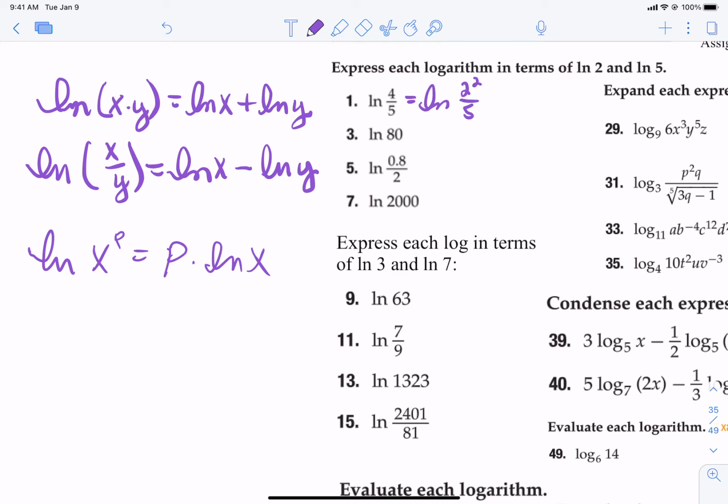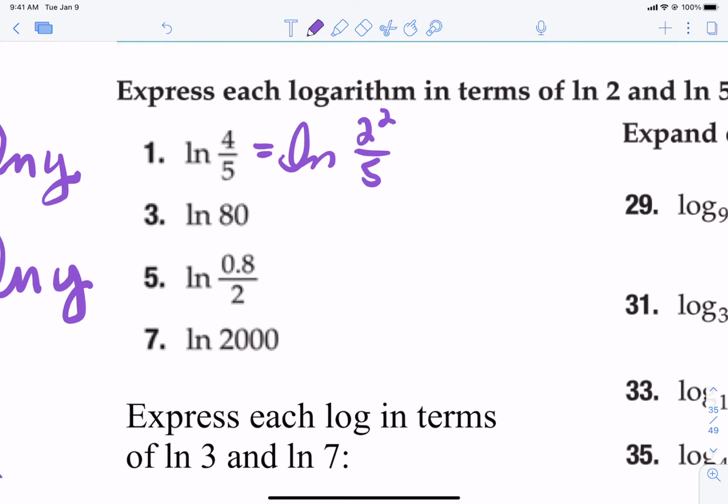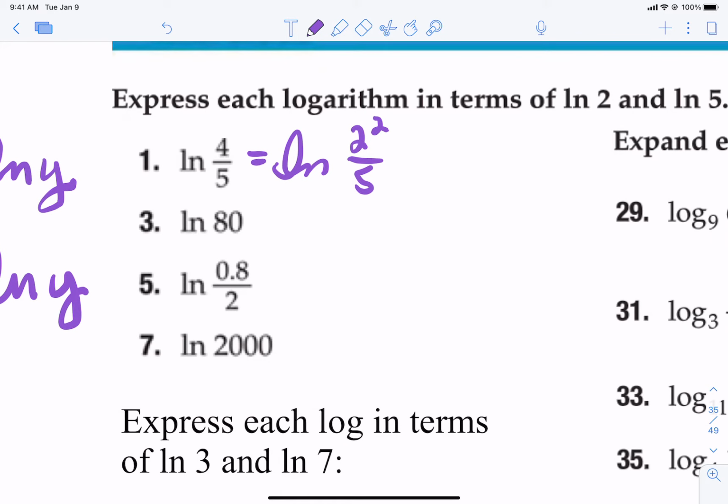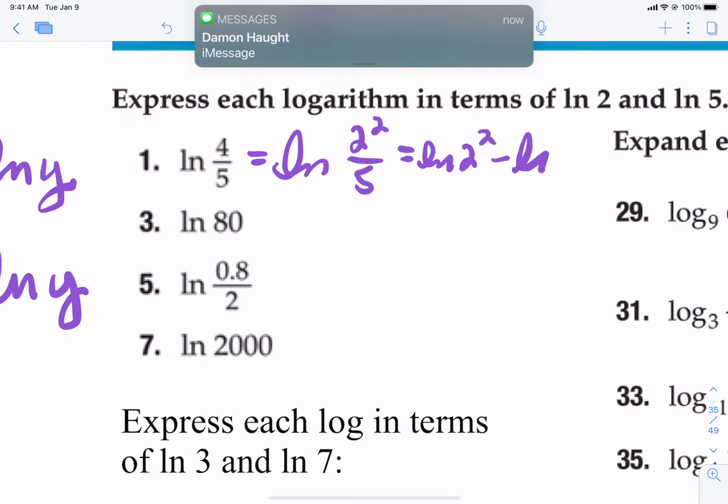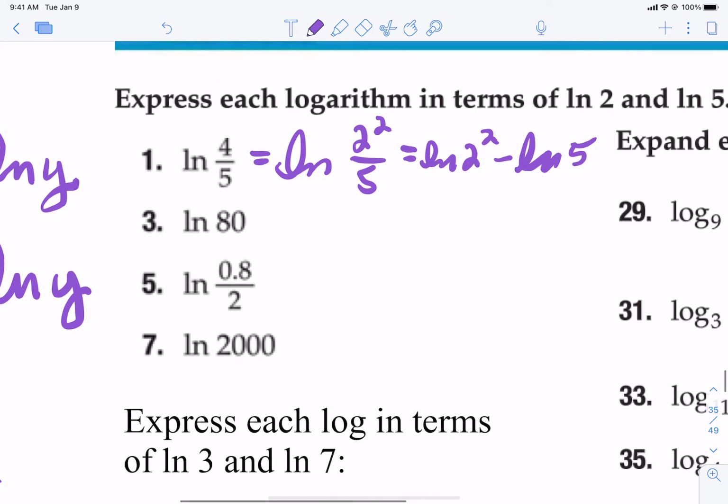So like for number 3, the number 80. What is that? Well, that's 2 times 2 times 2 times 2 times 5. So that I only see multiples of the natural log of 2 and the natural log of 5. Well, the first rule I'm going to use is a division can be split up as the log of the top minus the log of the bottom. Okay, so that's the first step.